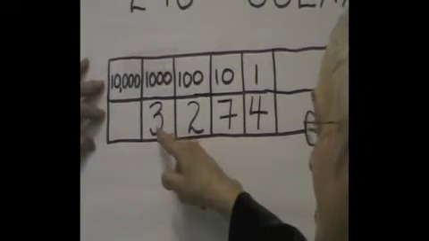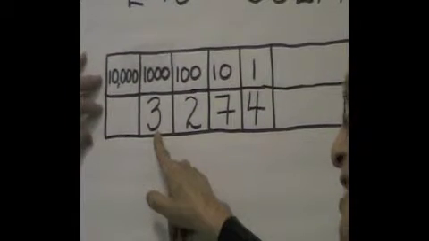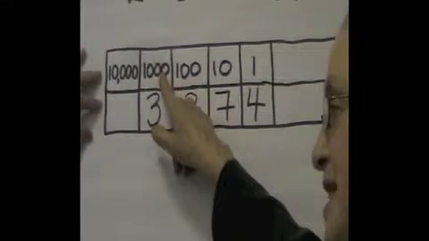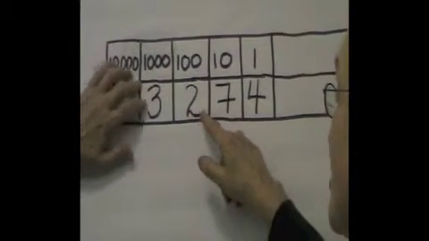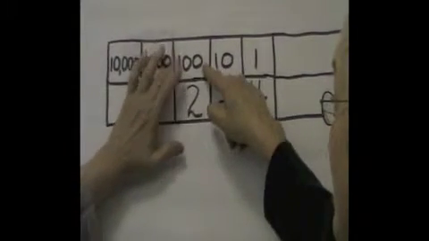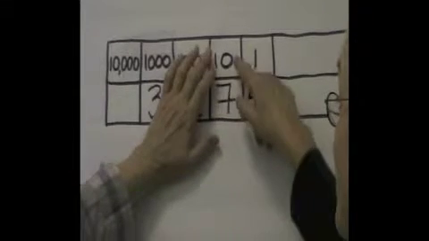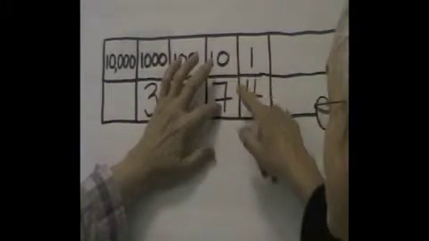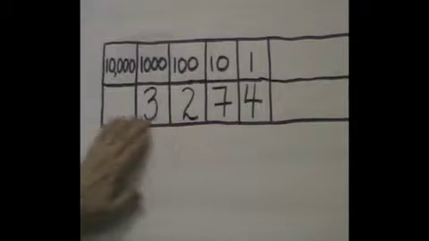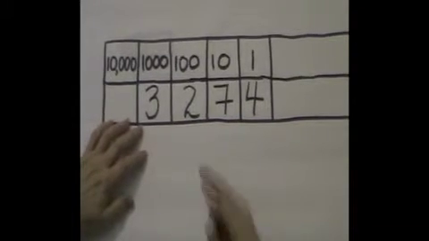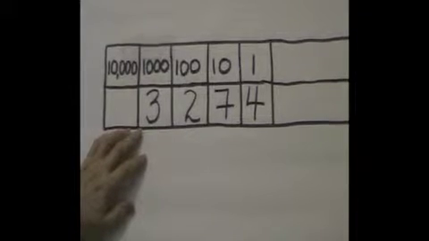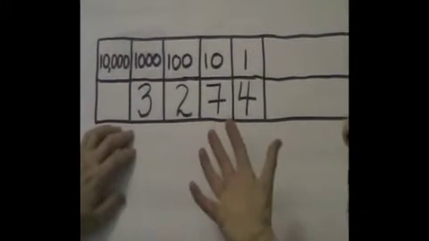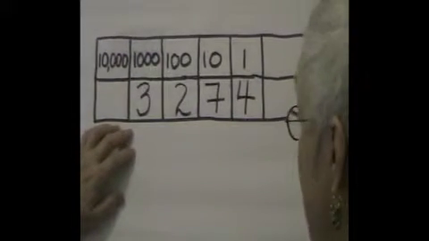The face value of this is 3. The place value is 1,000, so 3,000. The 2 hundreds, the 7 tens, 70, and 4. Face value is just this. It's an interesting term.